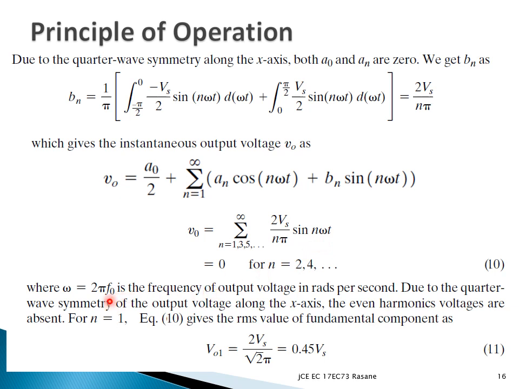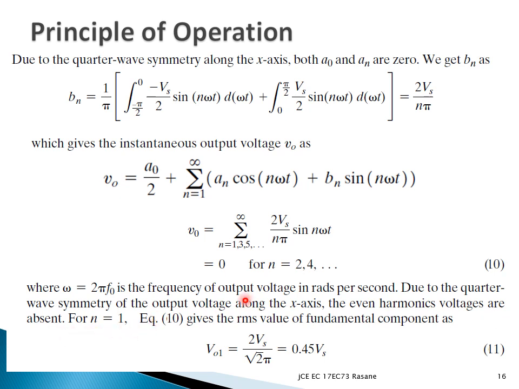f0 is the fundamental frequency. It is the frequency of the output voltage in radians per second. And due to the quarter wave symmetry of the output voltage along the x-axis, the even harmonic voltages are absent.